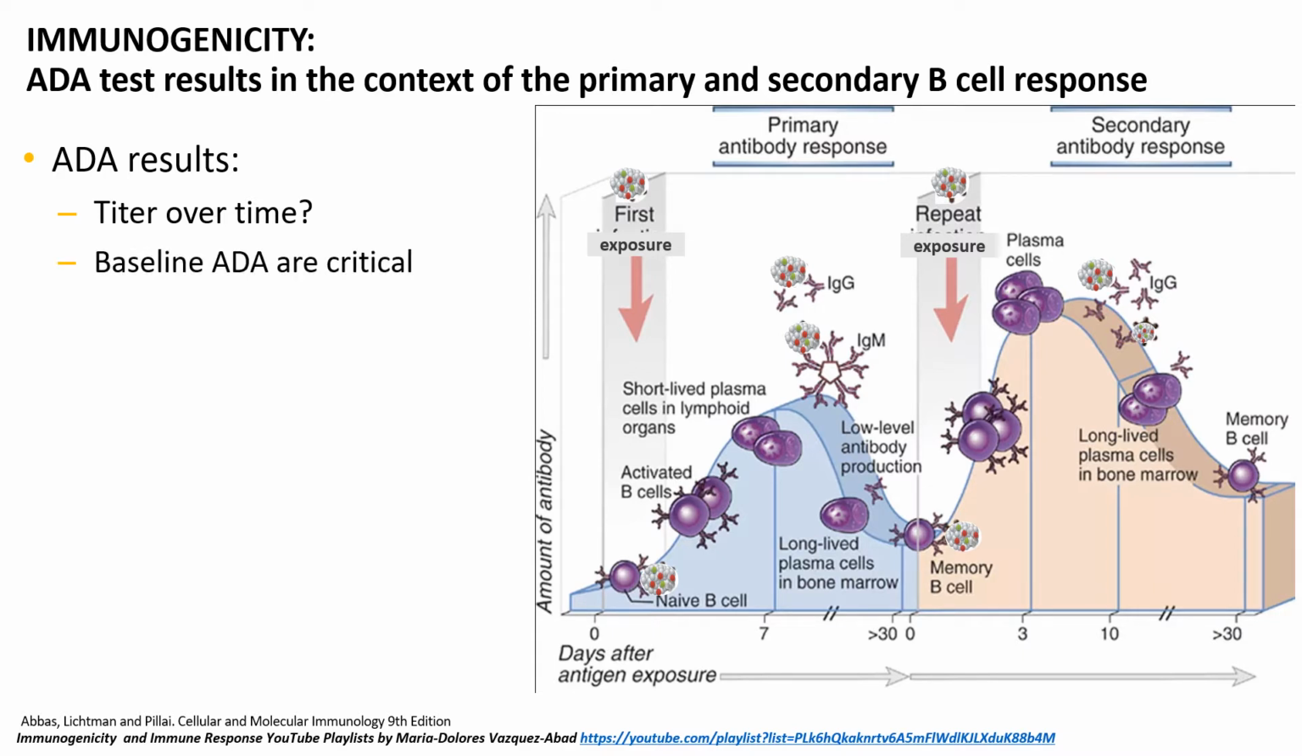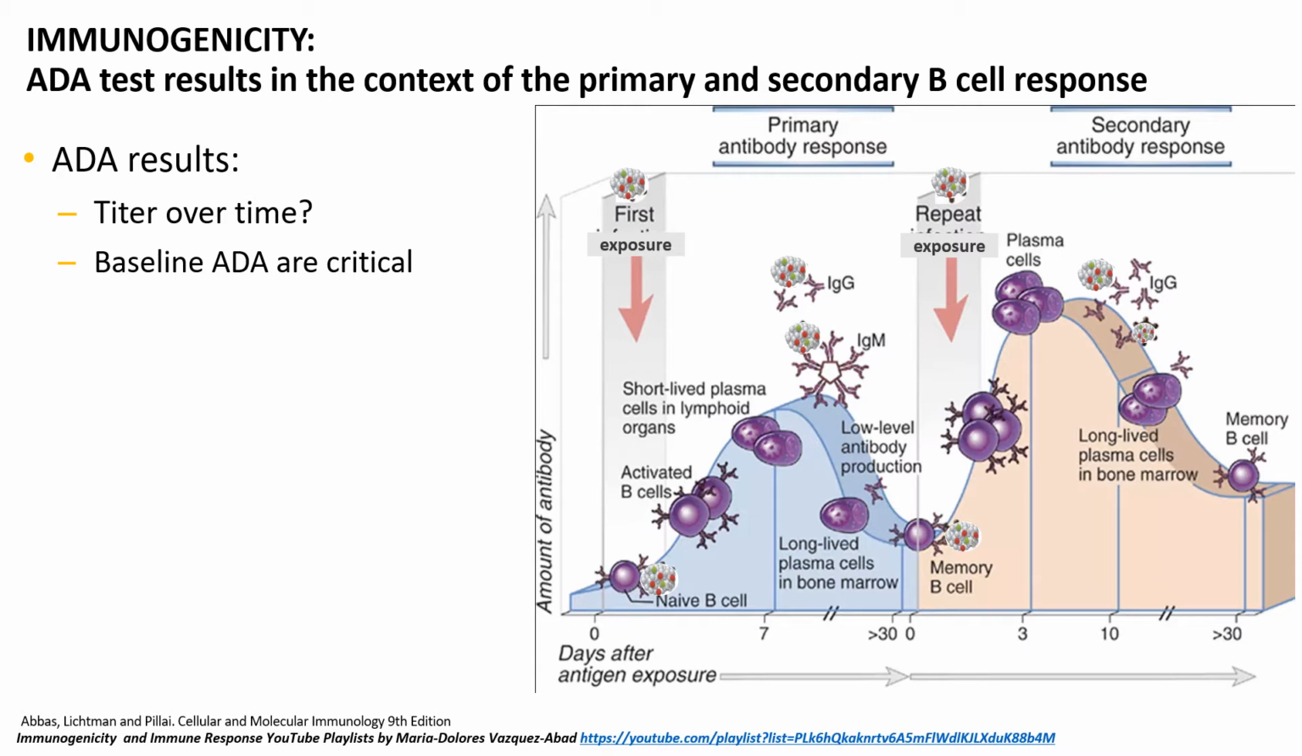Also, you need to know baseline if available, especially if you are planning a clinical trial. Then you need to make sure that you consider the times that you are going to get those antidrug antibodies with respect to the clinical trial schedule of dosing for the patients.